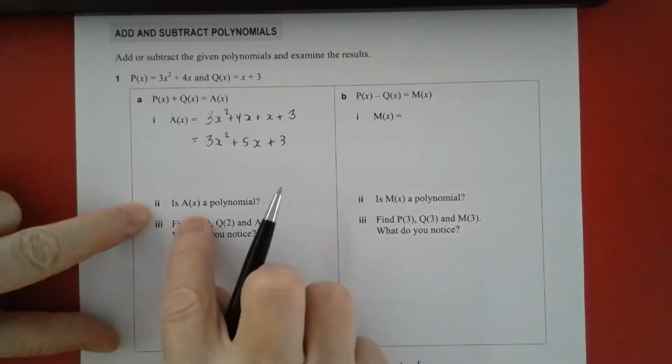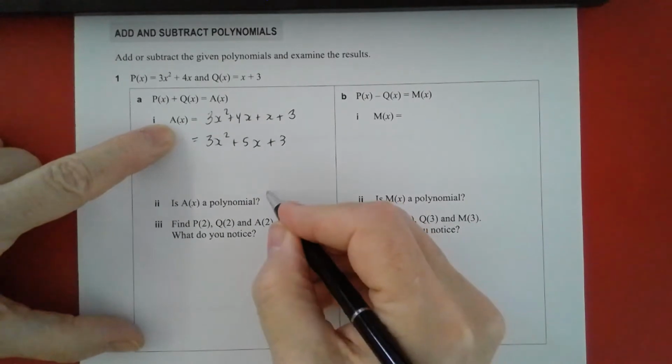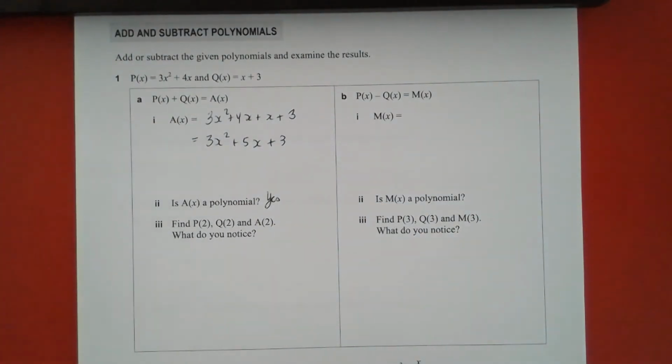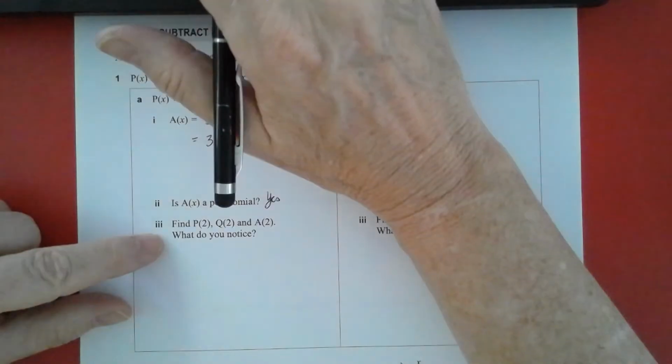And then it says, is a of x, this new thing. Now I don't say ax, I say a of x. Is a of x a polynomial? And you go, yes, of course it is, right? So when you add two polynomials, you get another polynomial. And then it says, find p of 2, q of 2, and a of 2. So let's pause for a minute, because everybody can do that.